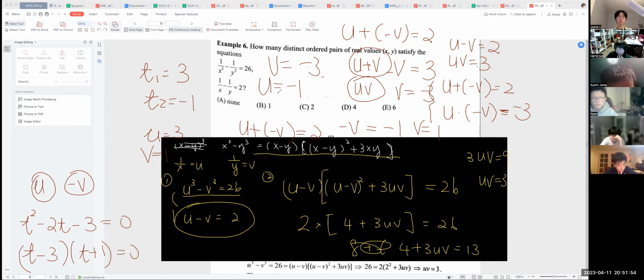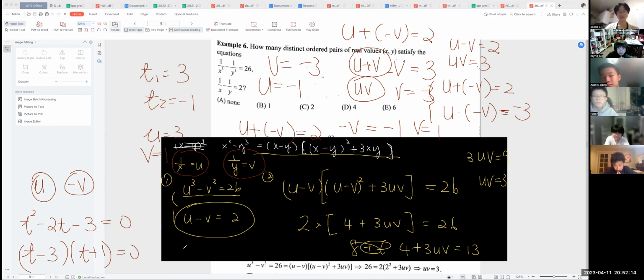Okay, so is that all? No, because we make 1 over x equals u and 1 over y equals v. Correct, everybody? So we need to, June, why are you walking? Look at June's yellow house, guys.